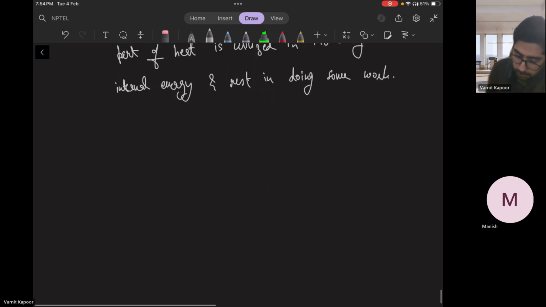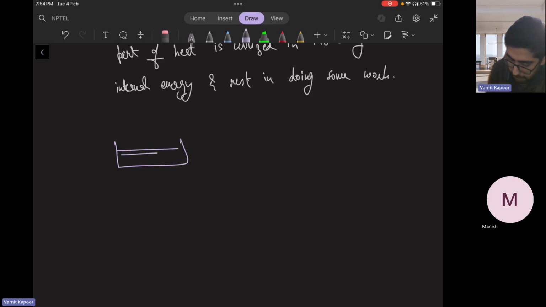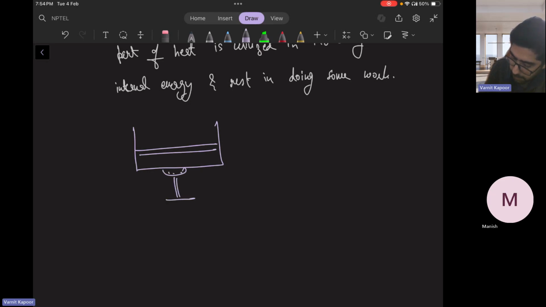So Q is basically directly proportional to T. Q is MC delta T. Okay, so suppose you have two kinds of systems here. There's a piston cylinder arrangement. You are heating the gas. Okay, and you have another kind of system. So this is the initial state. This is the final state.